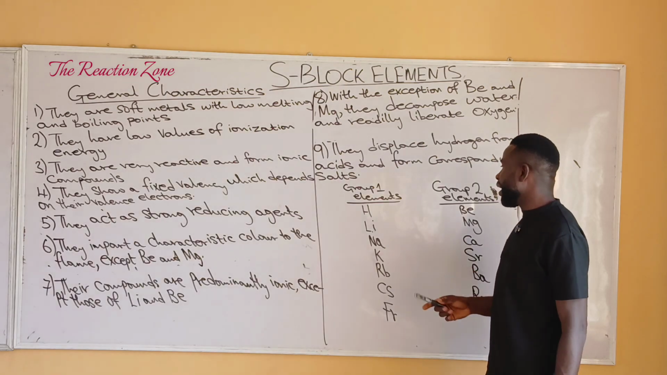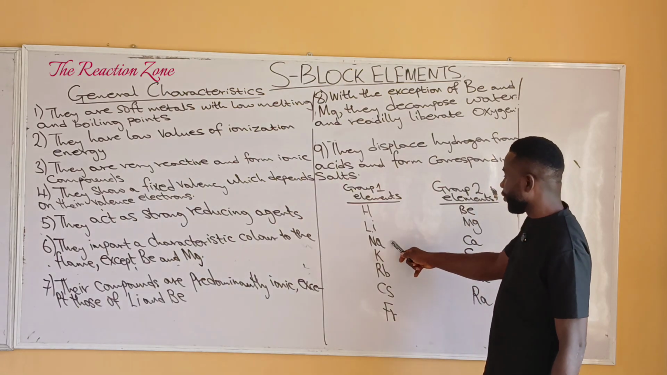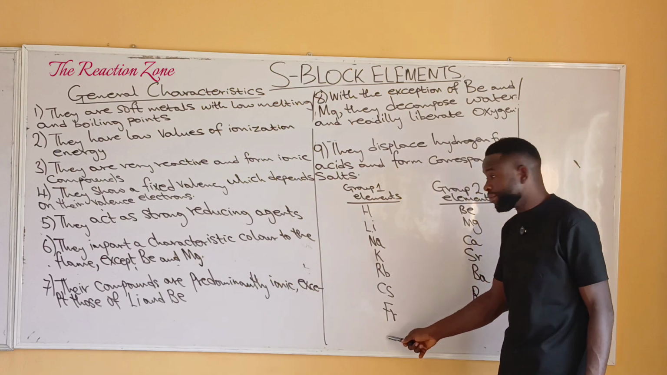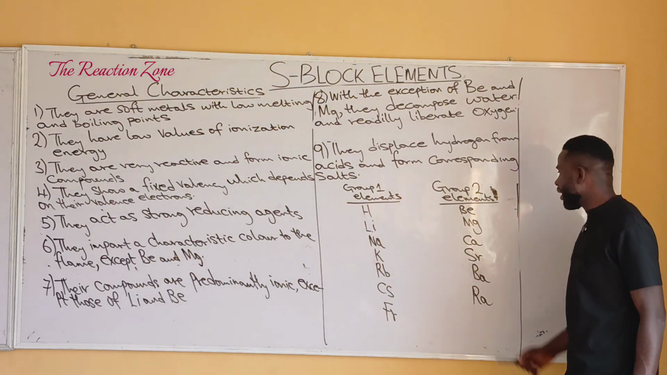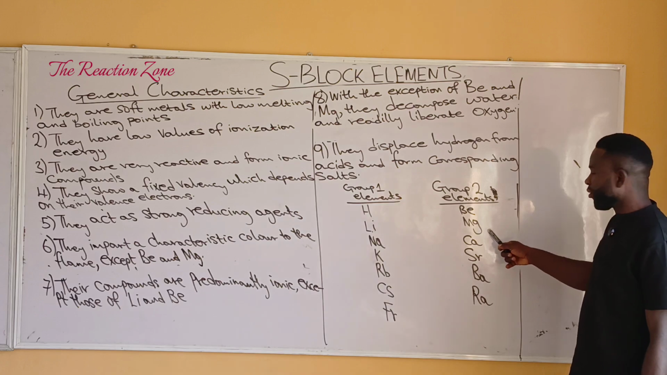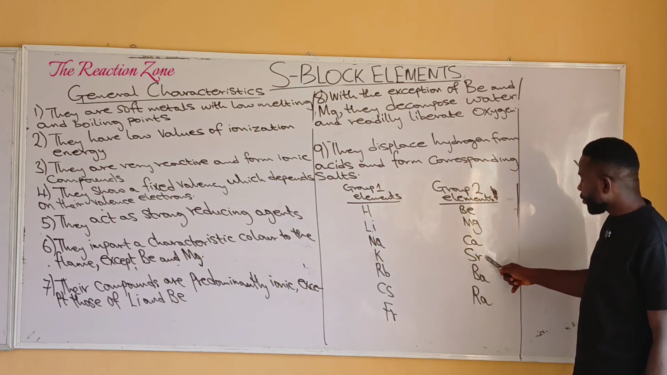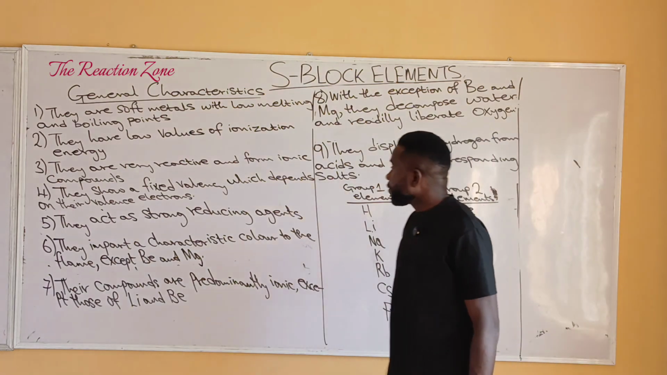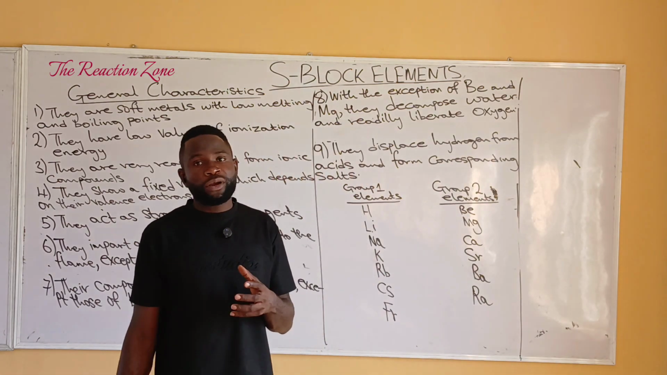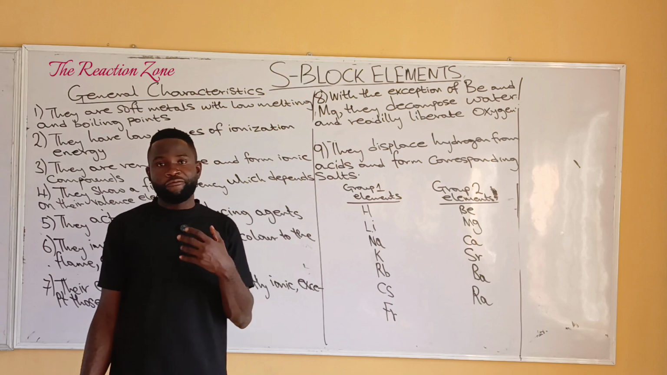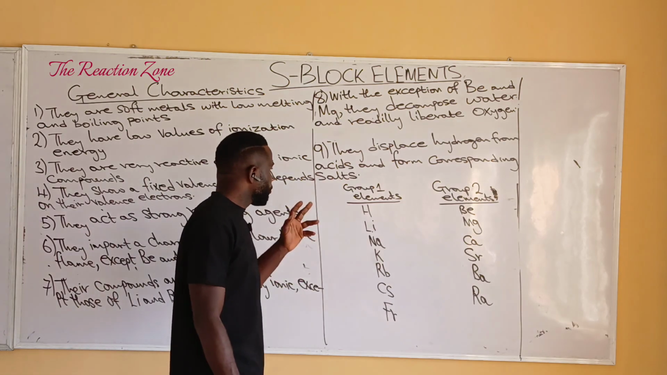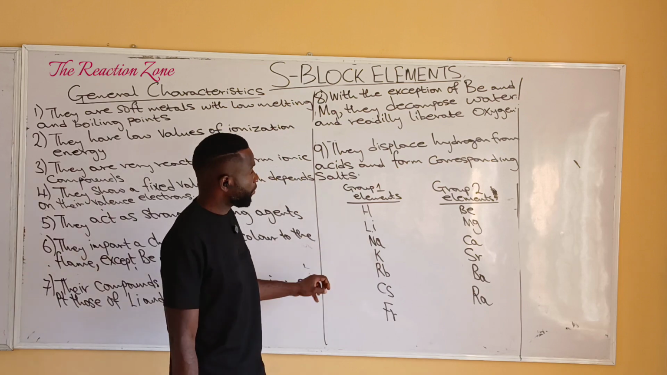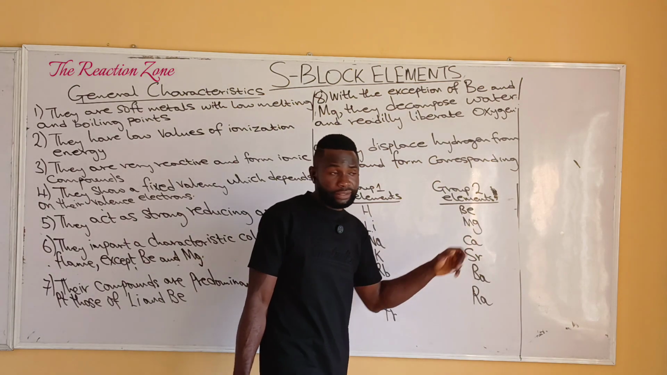Group 1 elements are hydrogen, lithium, sodium, potassium, rubidium, cesium, francium. Group 2 elements are beryllium, magnesium, calcium, strontium, barium, and radium. S-block elements are very reactive. Group 1 elements are also known as alkali metals, while group 2 elements are also known as alkaline earth metals.